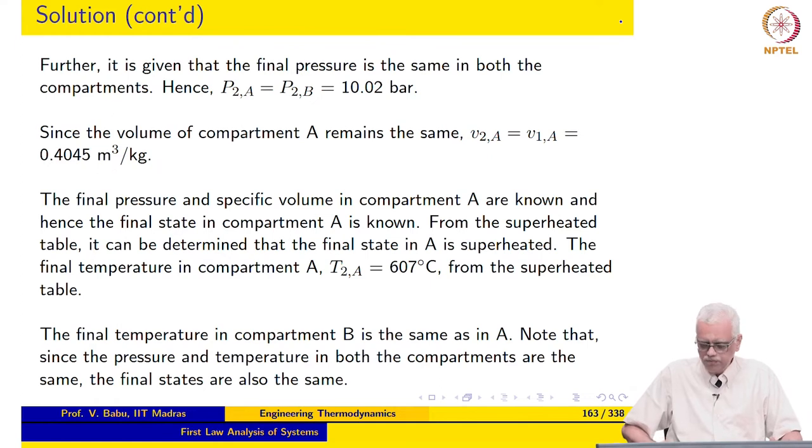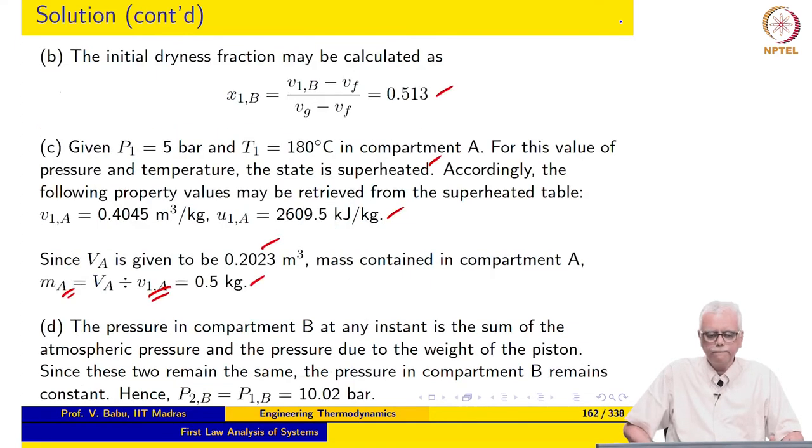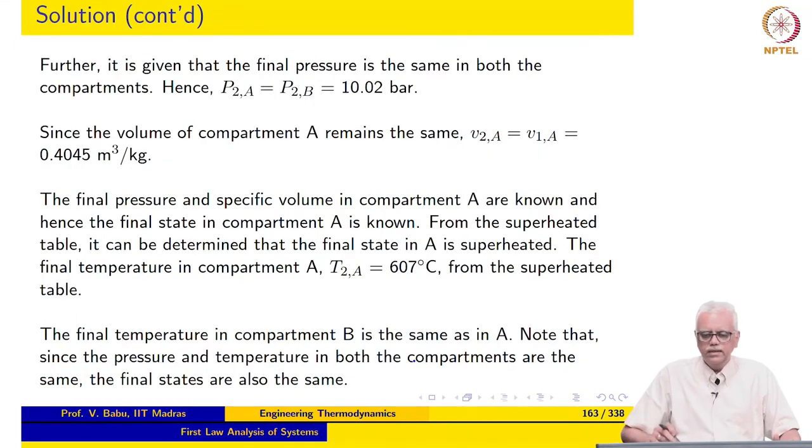So, now if you look at the information that is available about the final state, pressure in compartment B remains constant. So, the final pressure is equal to 10.02 bar. Now the final pressure in A is also equal to 10.02 bar because the final pressures are the same.